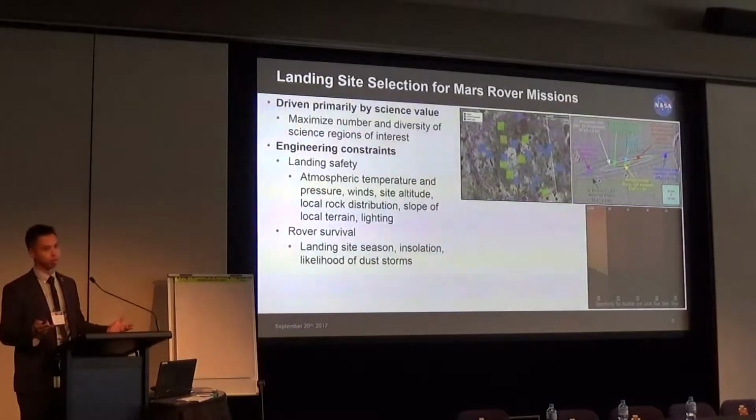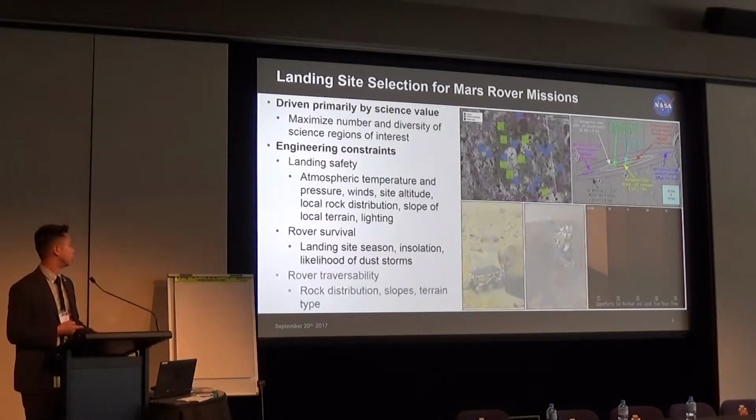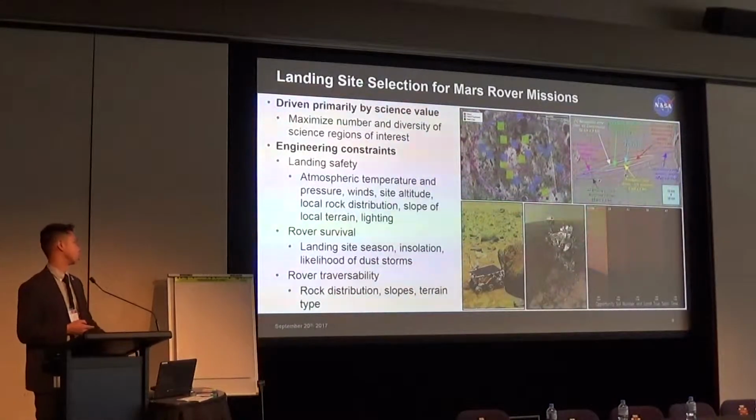And the survival of the rover. So what the season is at that landing site when we land, what the insolation is, what the likelihood of dust storms is. That affects how much solar power we get if we run a solar powered rover. And also the temperature, which is quite important for survival through the night as it drops to very cold levels.